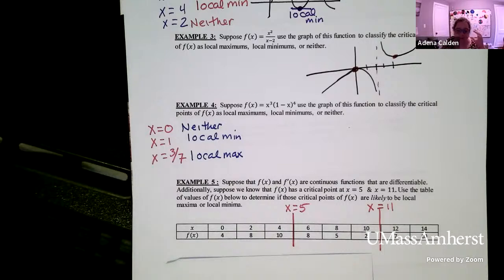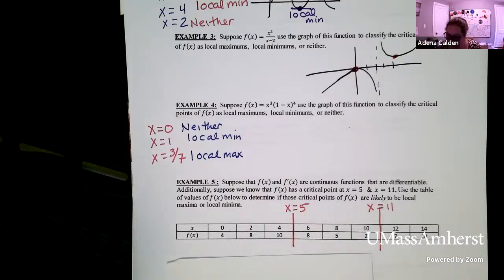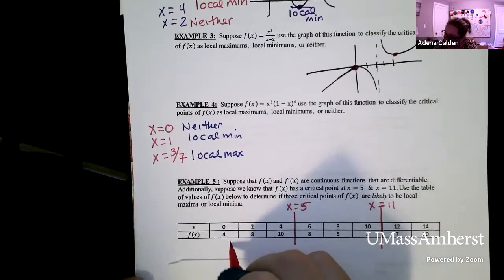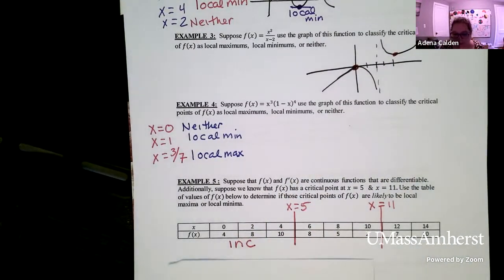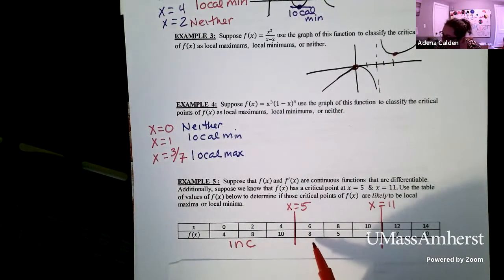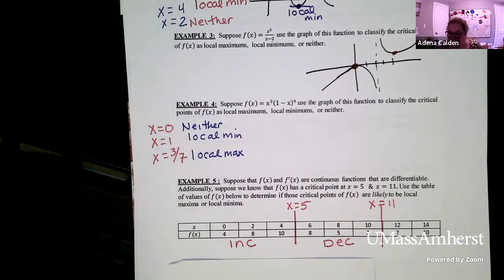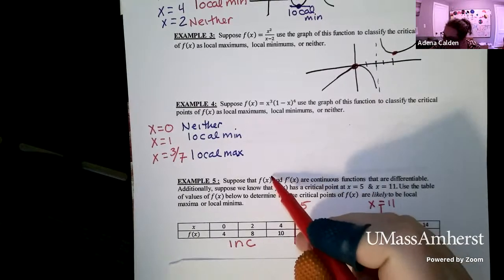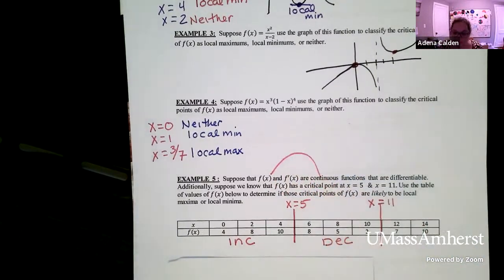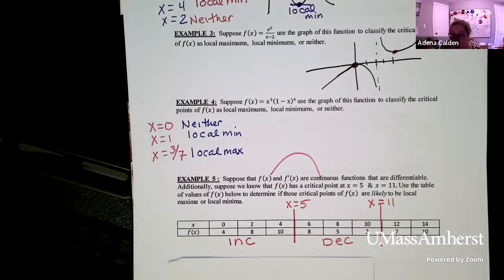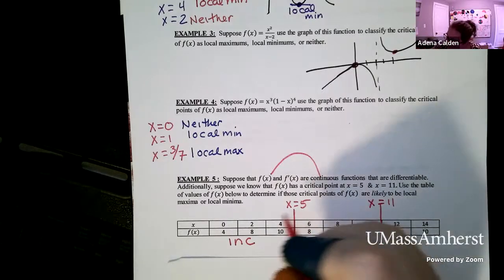Okay, so how do we use this table of values to figure out what's going on with these critical points? What we want to know is if the original function is increasing or decreasing around the critical points. When we look at the values here, we have 4, 8, 10. So these are increasing as we approach 5. Now after 5, we have 8, 5, 2. So those are decreasing. If we have a function that's going from increasing to decreasing, that means it's going up and then coming down. That means that x equals 5 is most likely to be a local maximum.